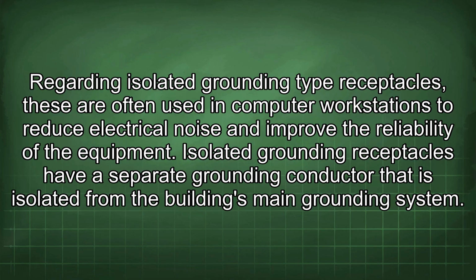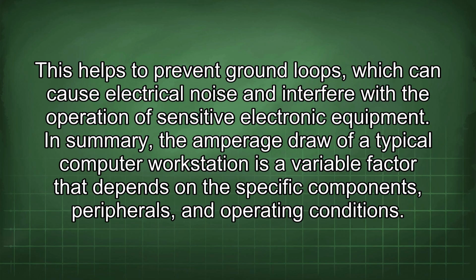Regarding isolated grounding type receptacles, these are often used in computer workstations to reduce electrical noise and improve the reliability of the equipment. Isolated grounding receptacles have a separate grounding conductor that is isolated from the building's main grounding system. This helps to prevent ground loops, which can cause electrical noise and interfere with the operation of sensitive electronic equipment.